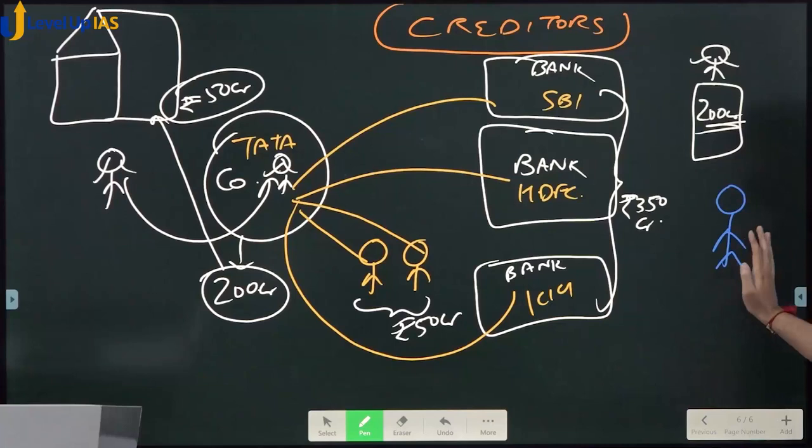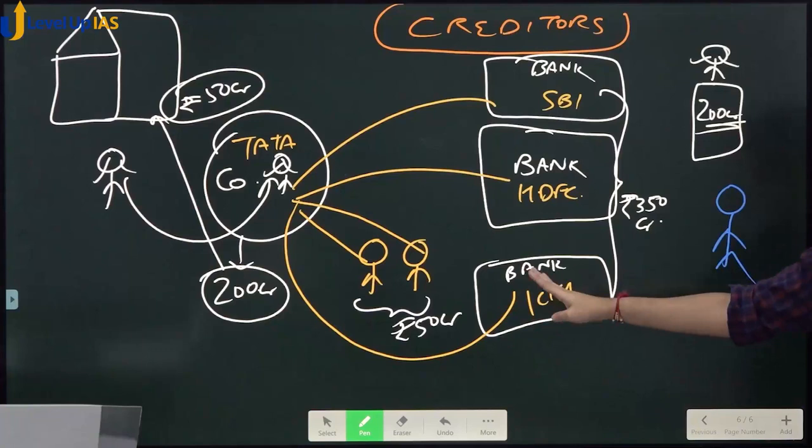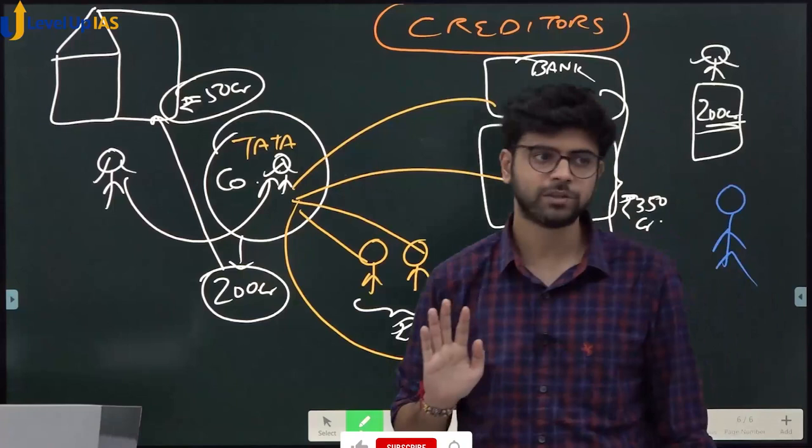The hero has 1000 crores. He will buy Tata. He will pay them off. Kitna hai? 350, 50, 400 crores. He will pay them off. He will become the owner of the company. Is this possible? Yes. Absolutely possible. Yes or no? Are you understanding this?